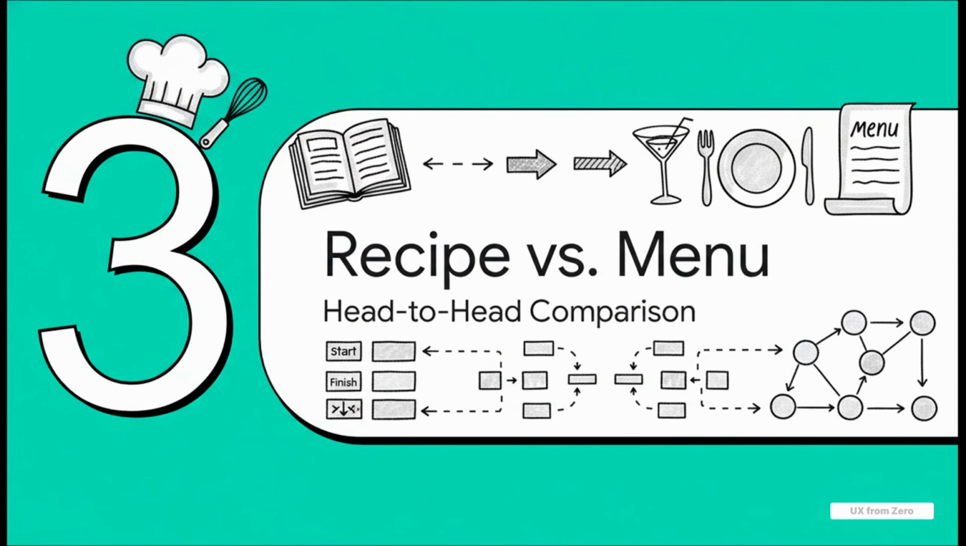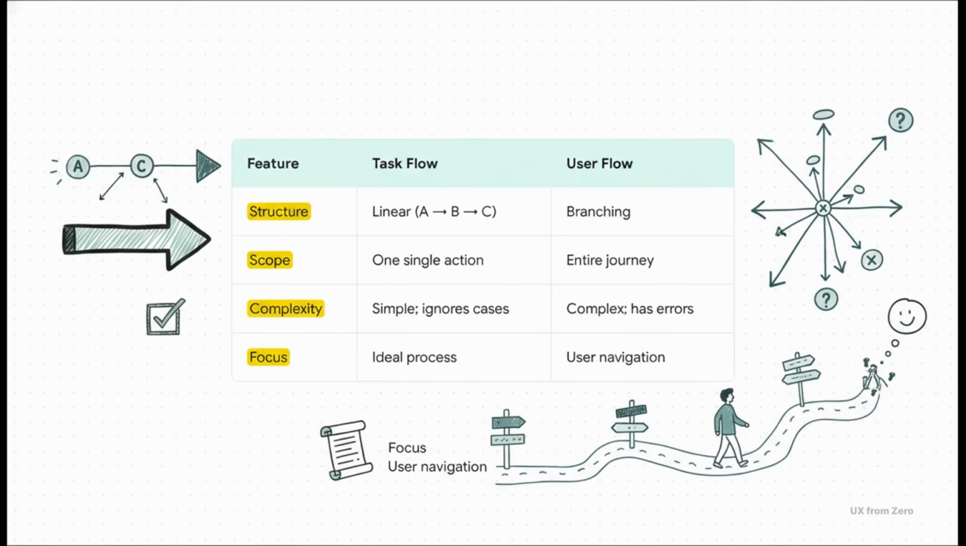Okay, recipe versus menu. We've talked about both, now let's put them side by side, because this is where it all really clicks into place. Let's break this down. For structure, task flow is a straight line. User flow, it's all about those branching paths and decisions. Scope, a task flow is tiny, just one action. A user flow is huge. It can cover an entire journey. And maybe most important is the focus. A task flow shows how a process should work in a perfect world, but a user flow shows how a real person actually moves through the app.